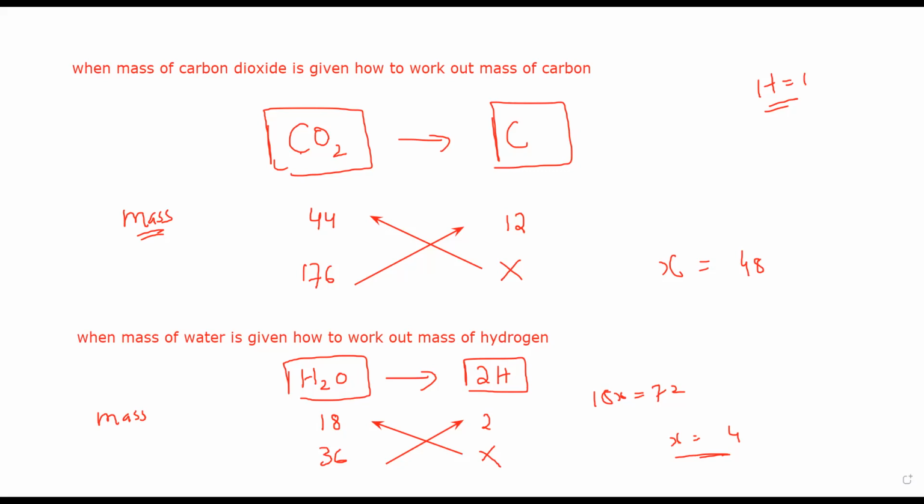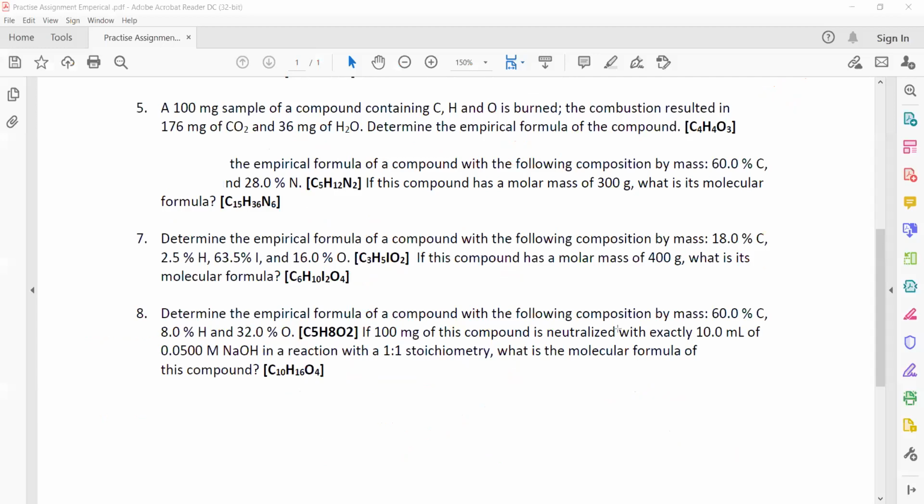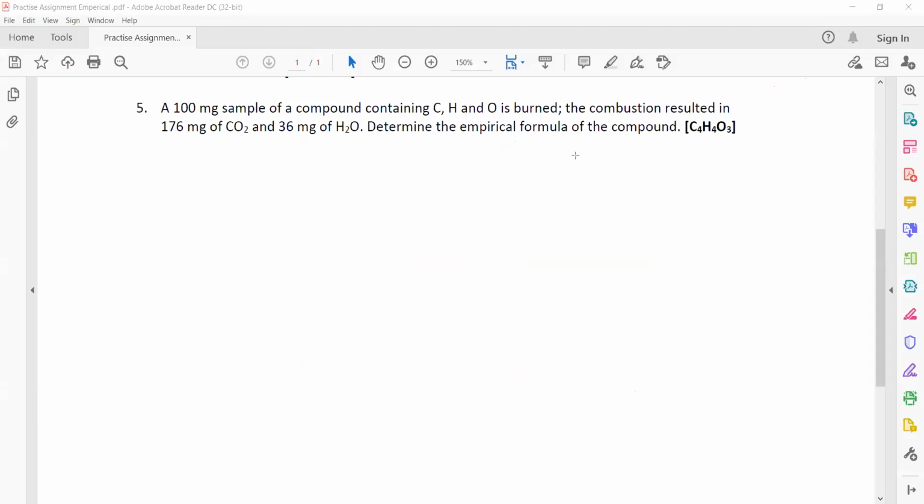But in the question they mentioned that this compound contains oxygen as well. They mentioned the total mass of the compound is 100. We worked out that the mass of carbon was 48 and the mass of hydrogen is 4. So how much oxygen will be there if the total mass of the compound is 100? If we subtract the mass of carbon and hydrogen from the total mass of the compound, we can work out how much oxygen is there.